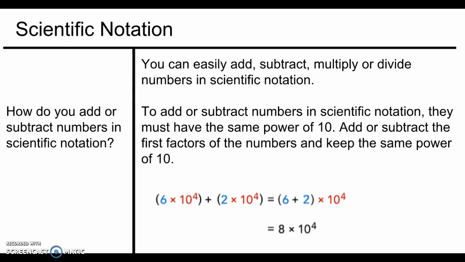To add or subtract numbers in scientific notation, they must have the same power of 10. Then you can add or subtract the first factors of the number and keep the same power of 10. For example, 6 times 10 to the fourth power plus 2 times 10 to the fourth power. Here we're going to add our first factors, 6 plus 2. That gives us 8. And then we're going to keep our power of 10 because both of those have the exponent of 4. So that means that we can keep that same power of 10. So that would equal 8 times 10 to the fourth power.